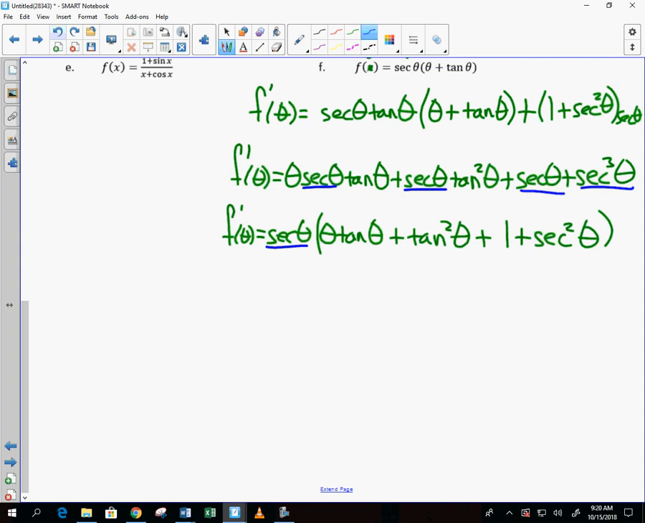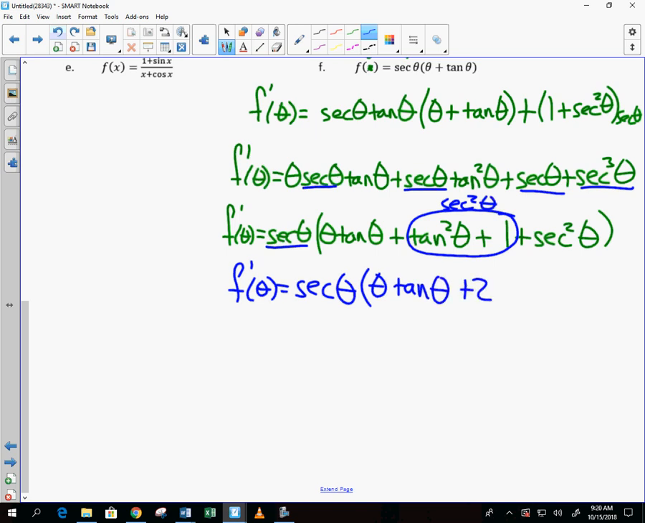Does anybody see something? Very good. Tangent squared plus 1 right here is secant squared of theta. So you end up with secant squared plus secant squared is 2 secant squared. So our final answer, f prime of theta, is equal to secant of theta times theta tangent of theta plus 2 secant squared of theta. And that's the derivative.